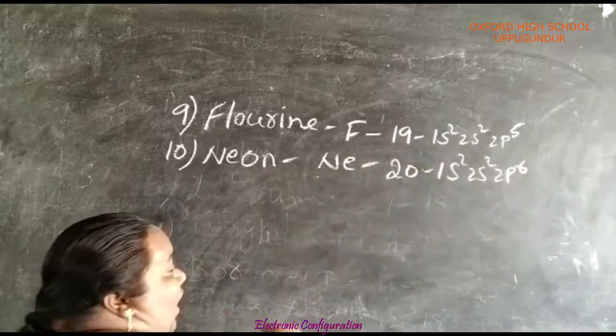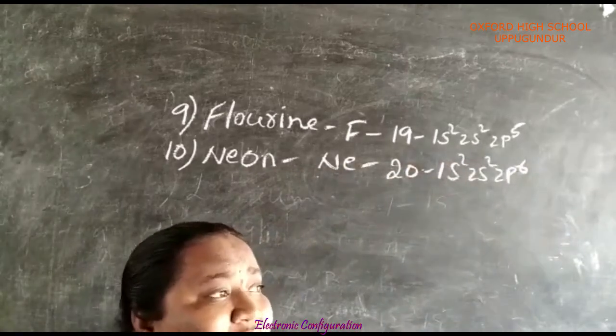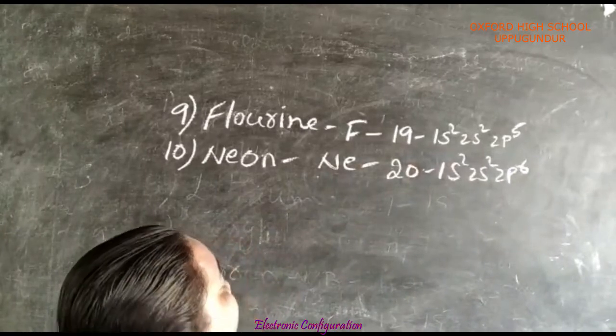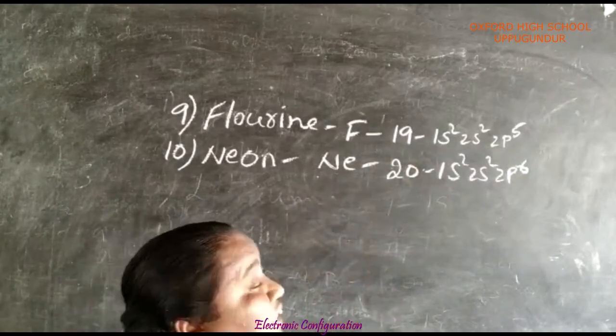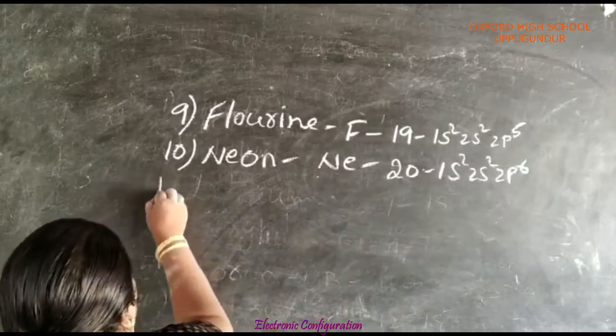Here neon also has a stable electronic configuration. It is also one of the noble gas and inert gas elements. Ne is stable because it has completely filled orbitals.